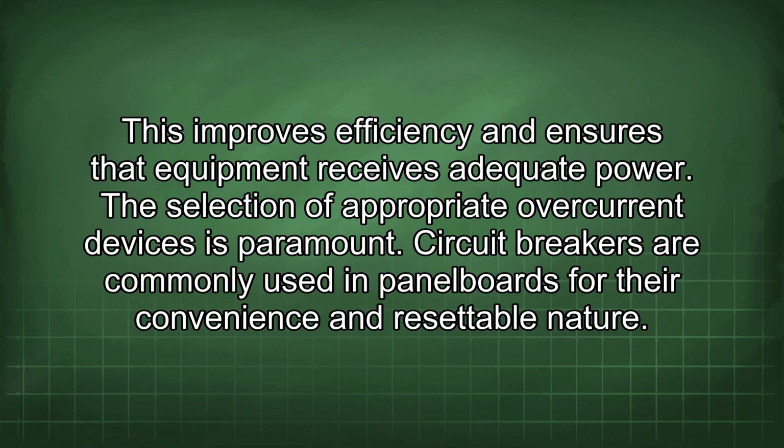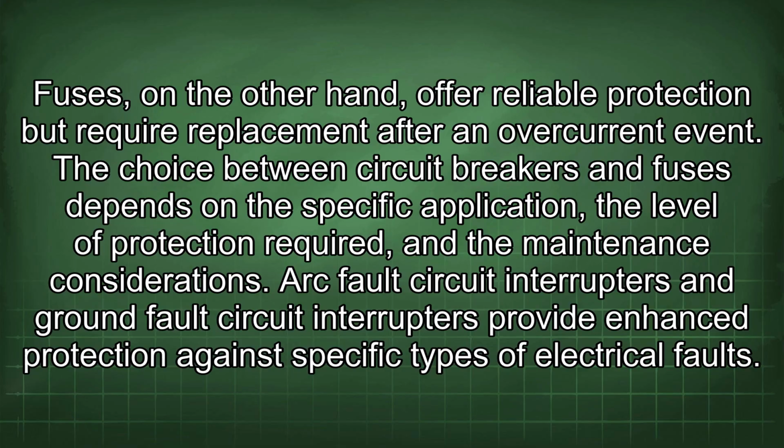The selection of appropriate overcurrent devices is paramount. Circuit breakers are commonly used in panel boards for their convenience and resettable nature. Fuses, on the other hand, offer reliable protection but require replacement after an overcurrent event. The choice between circuit breakers and fuses depends on the specific application, the level of protection required, and the maintenance considerations. Arc fault circuit interrupters and ground fault circuit interrupters provide enhanced protection against specific types of electrical faults.